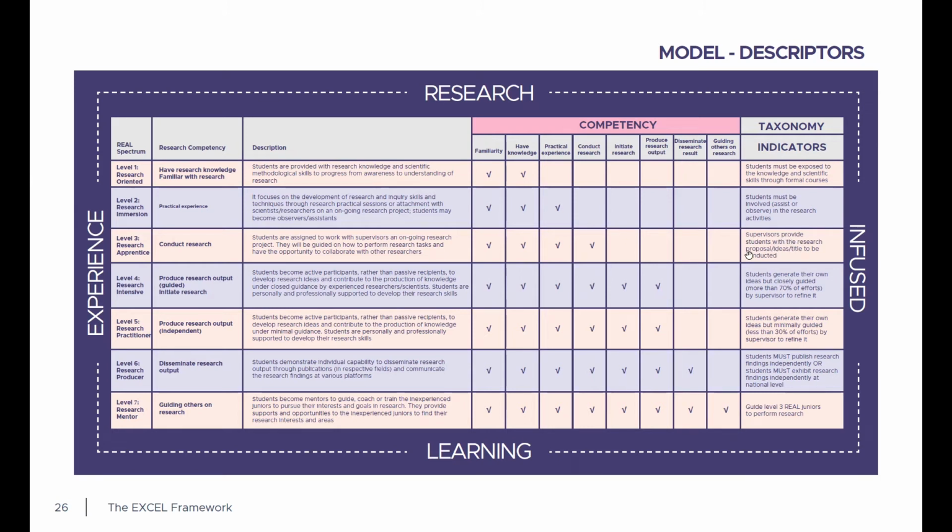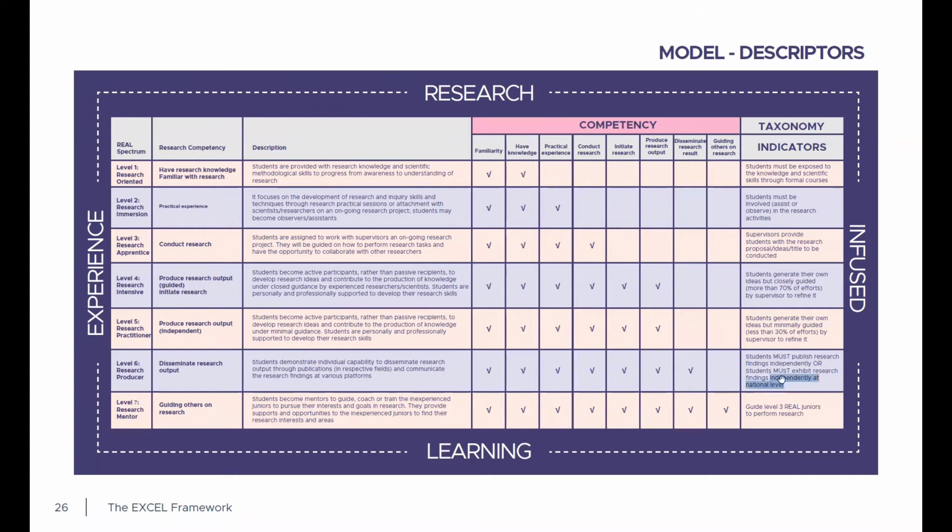The students generate their own idea but are closely guided by the supervisor. 70% of the effort comes from the supervisor. Then at level 5, students generate their own idea but with minimum guidance, only 30% from the supervisors. And then level 6, they must publish research findings independently, or the student must exhibit research findings independently at national level.